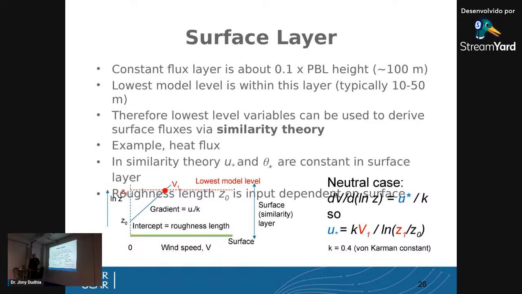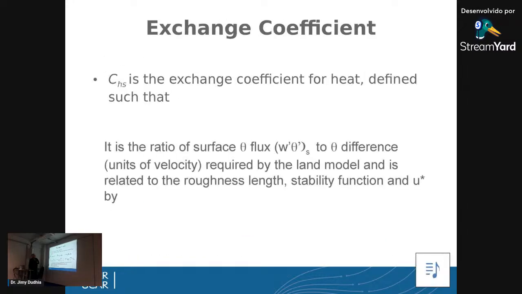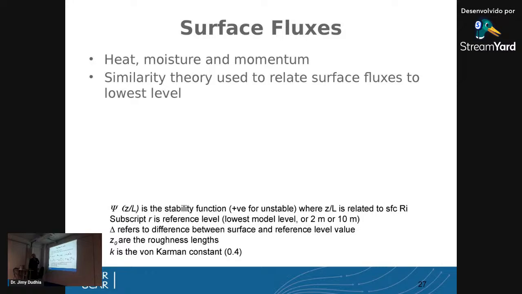And then you have u star and theta star that you would need to compute the fluxes. A similar thing happens for this: heat is u star theta star, moisture is u star q star, momentum is u star squared, and these are the formulas for those similarity variables. And remember, these are constants in the layer. Then we have the stability modification, which are these psi functions. They're a function of z over L, which is a function of the surface stability and fluxes as well.